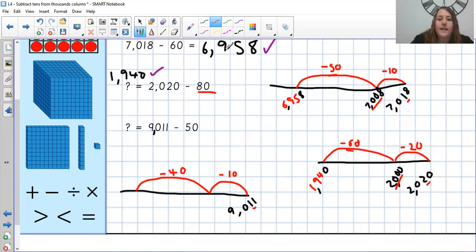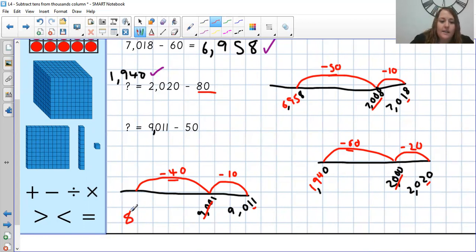Okay, 9,011 take away 10 will leave me 9,001, and then take away 40. Again, I'm visualizing it in my head. 900 without crossing it out, take away 40. So 900, 899, 898, 897, 896.